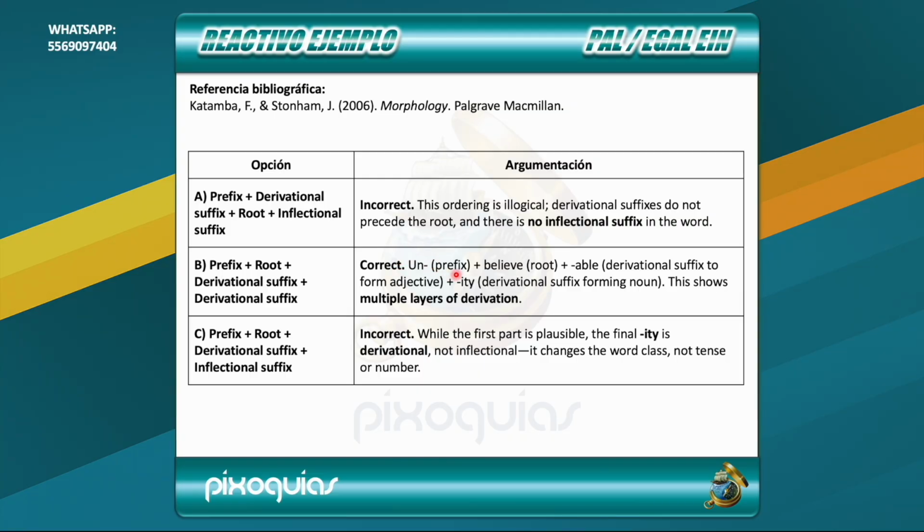Why? Because un is the prefix, plus avail is the root, and plus able is a derivational suffix forming an adjective. Plus ity is a derivational suffix forming a noun. This shows multiple layers of derivation. A and C are incorrect. A is incorrect because this ordering is illogical. Derivational suffixes do not precede the root, and there is no inflectional suffix in the word. And C is also incorrect because while the first part is plausible, the final ity is derivational, not inflectional, and it changes the word class, not tense or number.